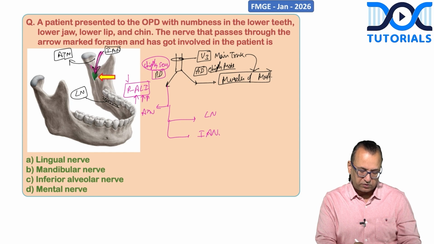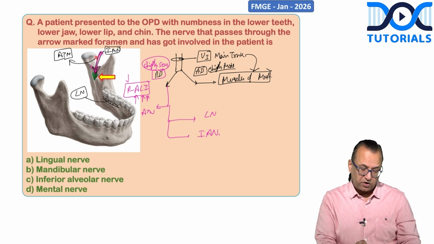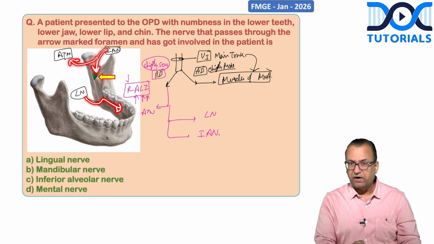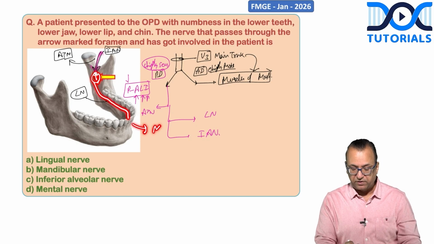I'll show another diagram also. So these are the three branches of the posterior division: the auriculotemporal nerve, the lingual nerve here, and this is the inferior alveolar nerve. Basically, the inferior alveolar nerve will go into this mandibular foramen, pass inside the mandible, and then come out as the mental nerve. The mental nerve will be supplying the skin on the chin, this area.